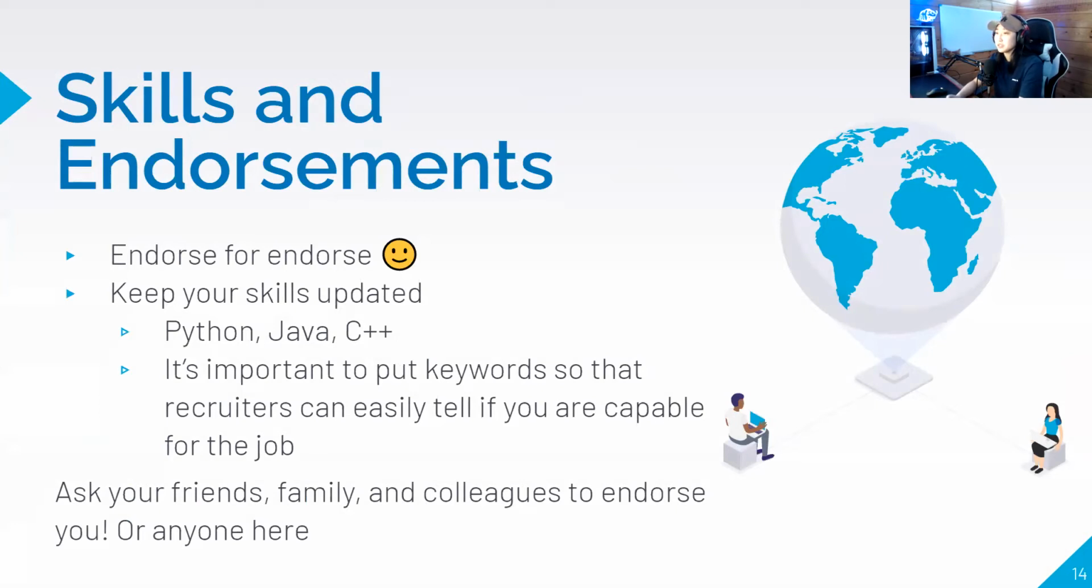Another thing is having your skills updated. Whenever you learn a new language, make sure you put that in your skills. It's important to put keywords that make it easy for recruiters to see what you're capable of. For example, a lot of recruiters will look for specific words, like specific languages, or keywords like big tech. So you want to put these keywords there to make it easier for recruiters to figure out if you are a good match for the job that they have.